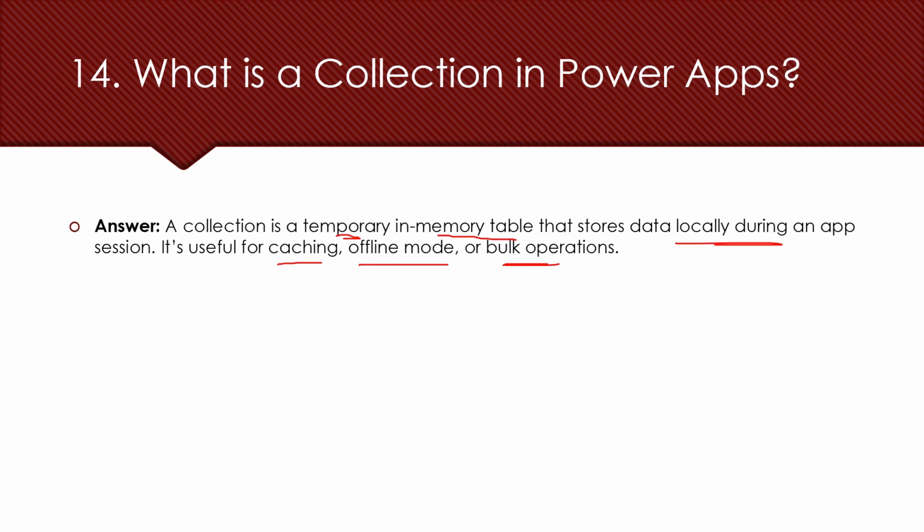So in this particular answer, temporary in-memory is one of the keywords. It is stored locally during the app session, that is another keyword, and it is useful in caching the application, supporting an offline mode of the application, or if you want to perform any bulk operation like bulk update or bulk patch save.